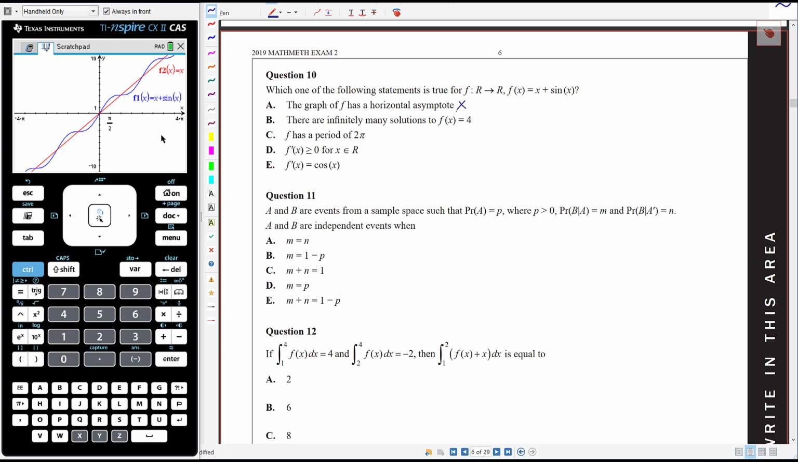There are infinitely many solutions to f of x equals 4. Well, you could test that. You could solve f of x equals 4 with your CAS, but actually we can see what's happening here. If I were to draw a horizontal line at x equals 4, or if I were to even just get my CAS to draw in the line x equals 4, it's not going to cross with that blue graph infinitely many times. It's only going to happen once. Okay, so that's not true. F has a period of 2 pi. Now sine of x has a period of 2 pi, but this isn't periodic. It's not exact. We're not seeing the exact same thing repeat every 2 pi.